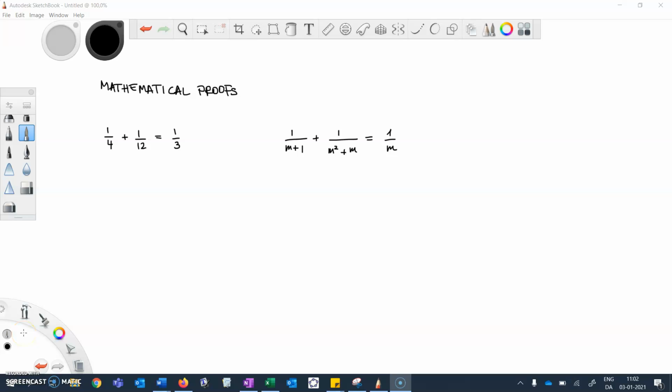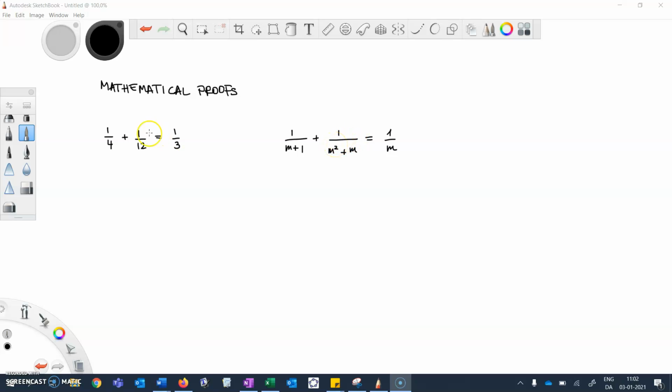Hi, today I would like to talk to you about mathematical proofs. A mathematical proof is in general a series of logical steps that we write down to show that one side of a mathematical statement or a mathematical equation, like the one you see here, is equivalent to the other side for all the values of the variable, if there is a variable in the equation.